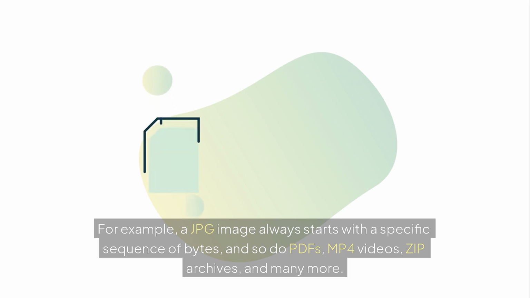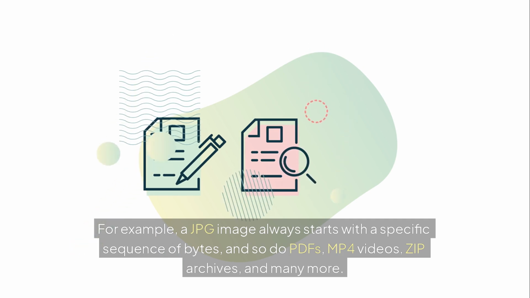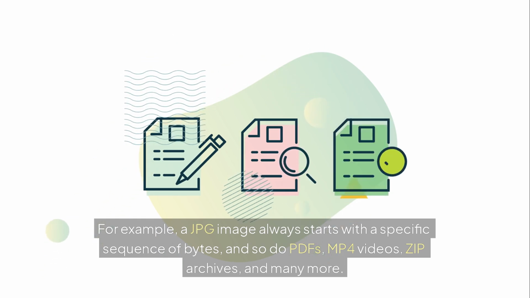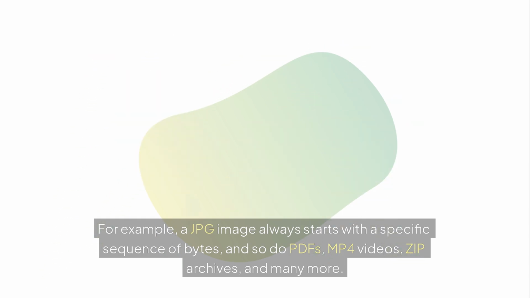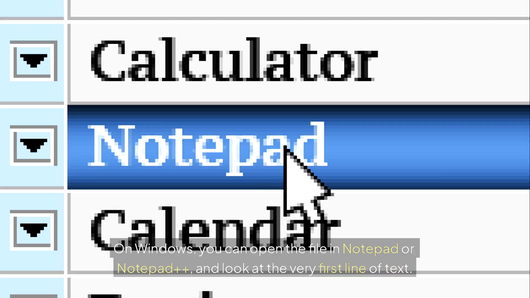For example, a JPG image always starts with a specific sequence of bytes, and so do PDFs, MP4 videos, zip archives, and many more. The easiest way to identify the file type is by using built-in tools. On Windows, you can open the file in Notepad or Notepad++ and look at the very first line of text. You'll often spot clues like PK for zip files, %PDF for PDF documents, or JFIF for JPEG images.